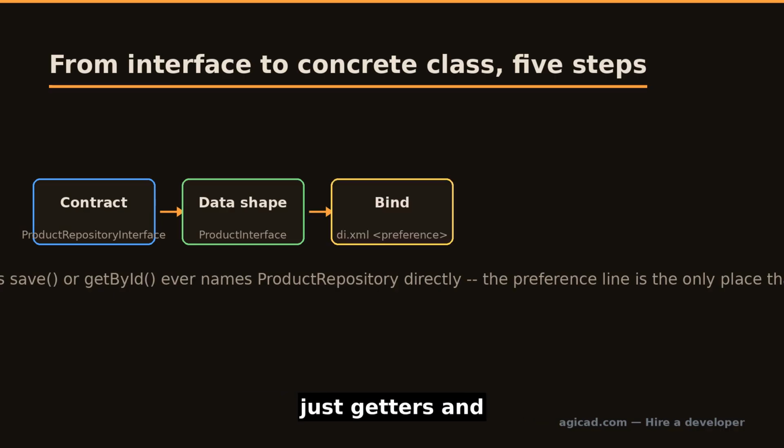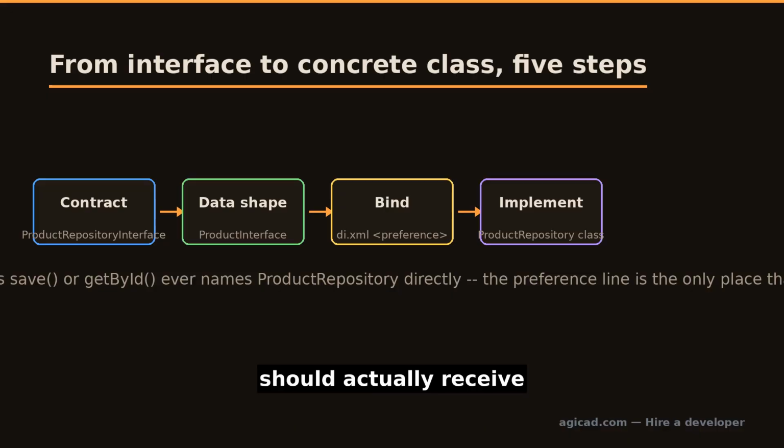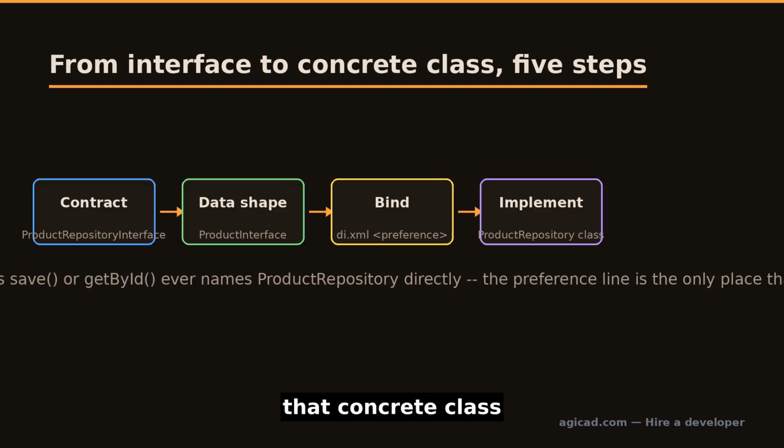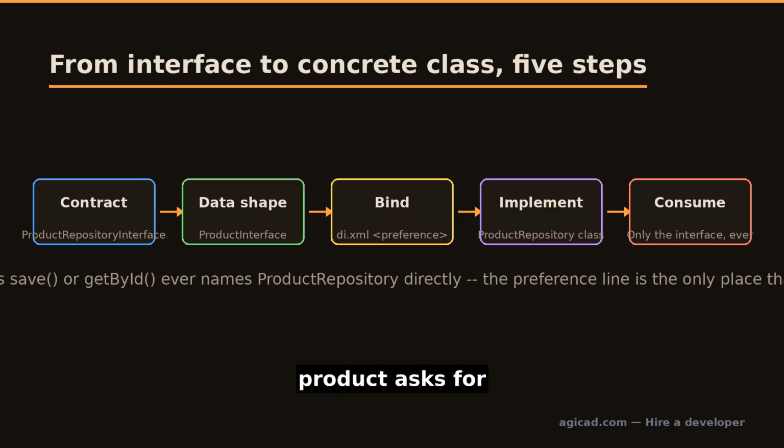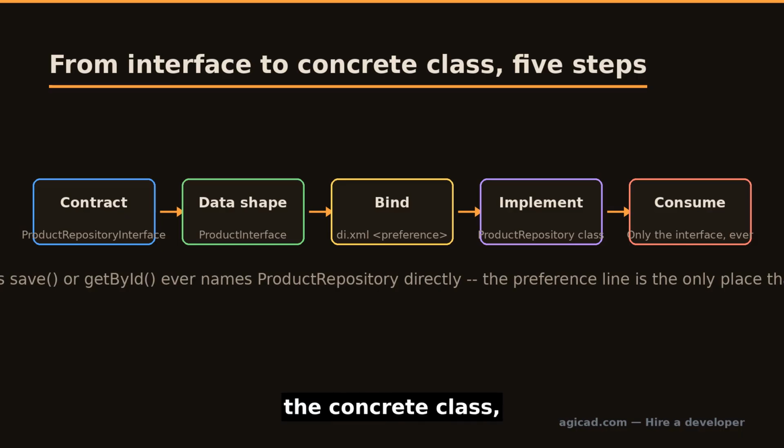Bind: one line in di configuration tells the object manager that whenever code asks for product repository interface, it should actually receive an instance of the concrete product repository class. Implement: that concrete class does the real work, loading, caching, validating, saving through a resource model. And consume: every single piece of code anywhere in Magento that needs to save or fetch a product asks for the interface, never the concrete class, which is the entire point.